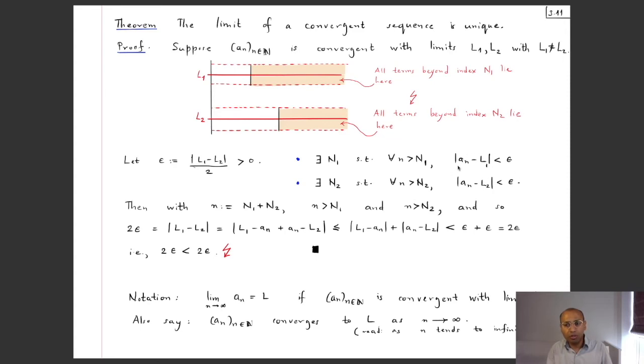So if both of these are satisfied, let's look at what 2 epsilon is. Well, 2 epsilon is mod L1 minus L2, and I know something about a_n minus L1 and a_n minus L2, but I don't yet see an a_n there. So let me artificially produce that by adding and subtracting a_n. This is just 0, so I have not produced any change. And now I use the triangle inequality. This is less than or equal to mod of L1 minus a_n plus mod of a_n minus L2.